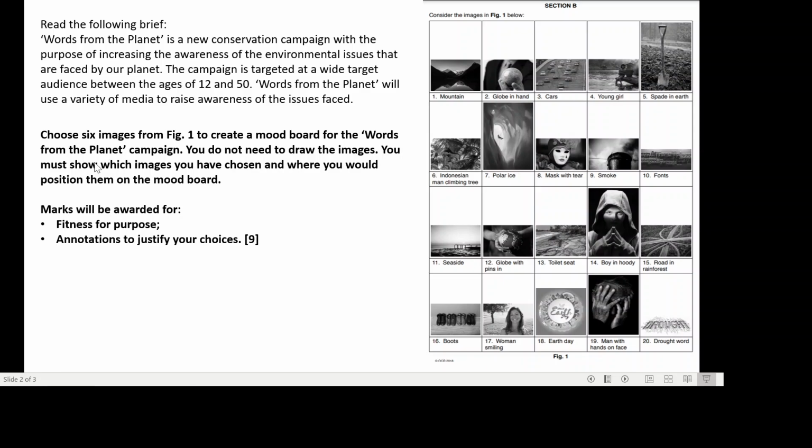Okay, so it says here, choose 6 images from figure 1 to create a mood board for the Words from the Planet campaign. You do not need to draw the images. You must show which images you've chosen and where you would position them on the mood board. Okay, marks will be awarded for fitness for purpose and annotations to justify your choices.